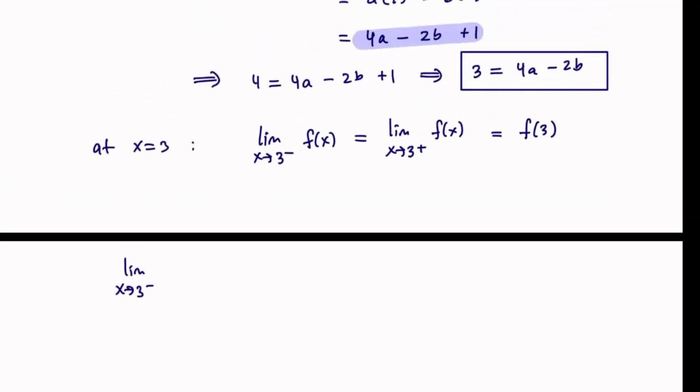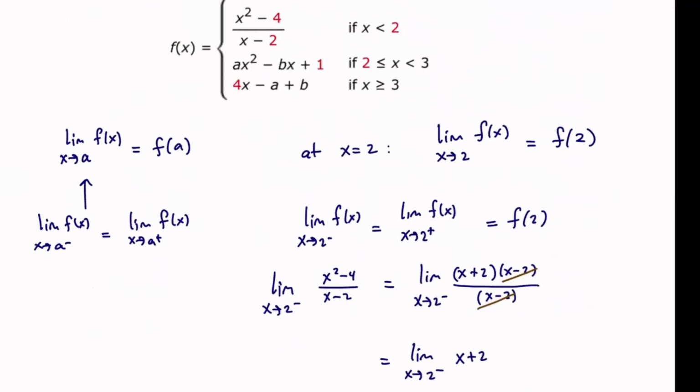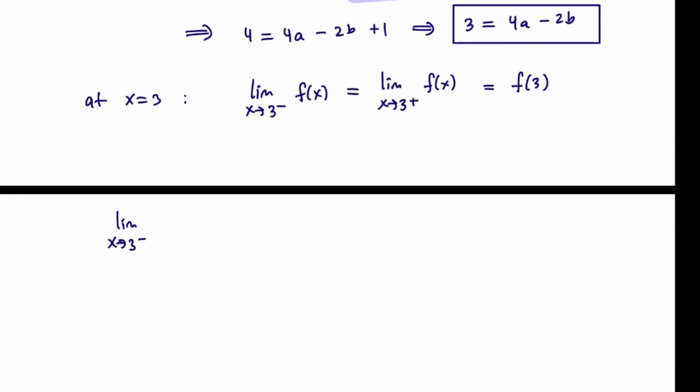So if you're approaching 3 from the left, you can choose numbers such as 2.999, so they fall into this interval, which means this is the function we're going to choose. So let's substitute that. So you'll have ax squared minus bx plus 1. I plug in 3 since it's not undefined, so direct substitution is fine. So you'll have 3 squared times a minus b times 3, and then plus 1. So this will give you 9a minus 3b plus 1.